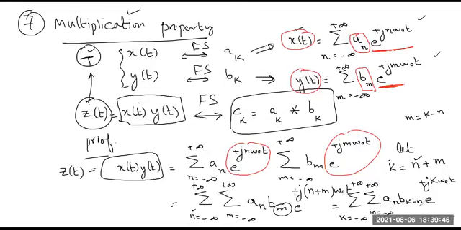In a similar logic, if you look at this, what is the standard term? The standard term is this one, e^(jkω₀t). So what is written beside this? It is this one.